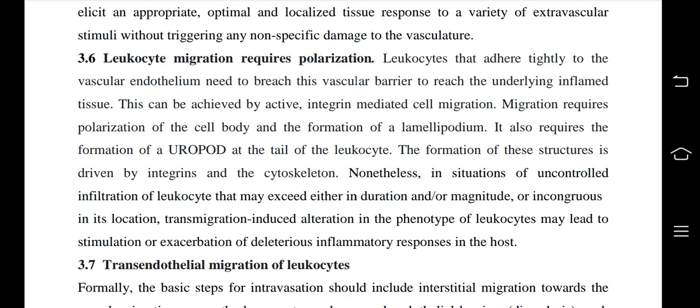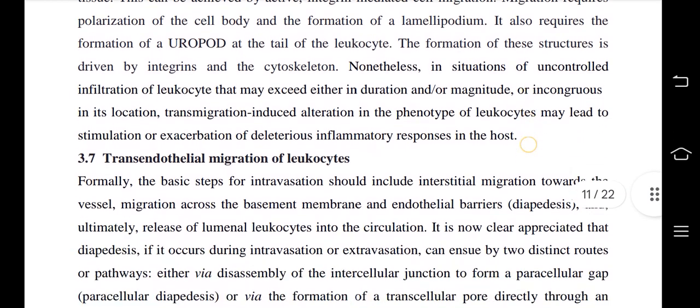Nonetheless, in situations of uncontrolled infiltration of leukocytes that may exceed either in duration and/or magnitude, or be incorrect in its location, transmigration-induced alteration in the phenotype of leukocytes may lead to stimulation or exacerbation of a deleterious inflammatory response in the host.